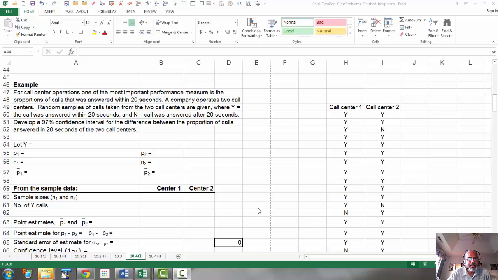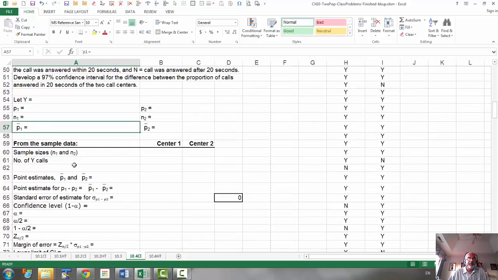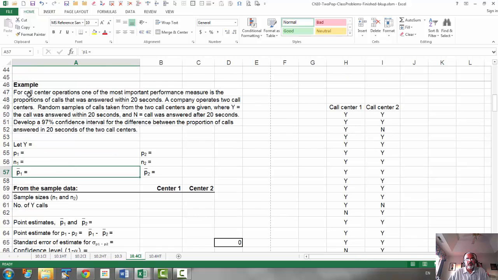Now let's look at an example where we have the raw data and we need to develop the sample summary statistics ourselves, like n sub 1 and p bar sub 1 and so on, and then build a confidence interval. Okay, so here we have two call centers and we are trying to figure out how many calls are answered within 20 minutes.